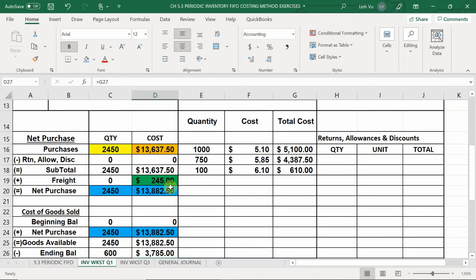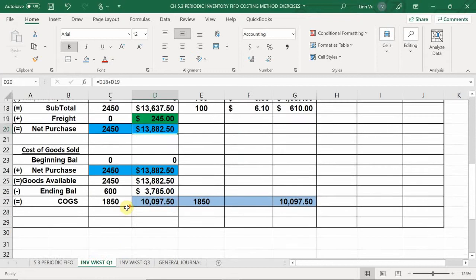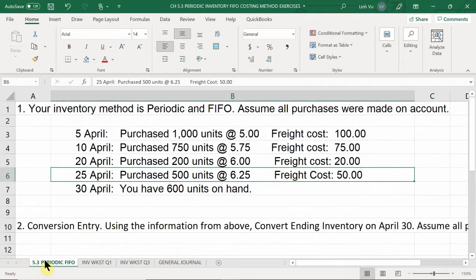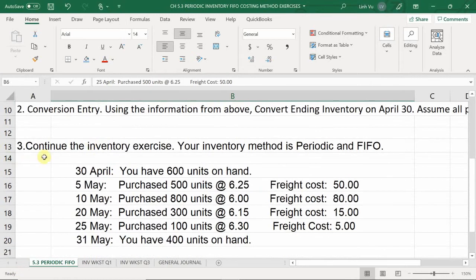So once again, we're going to be taking a look at what happens when we have leftover inventory, because in this case, we have 600 units left. We did question 2 already. So question 3 says continue the inventory exercise, and there again, your inventory method is periodic and it's FIFO.